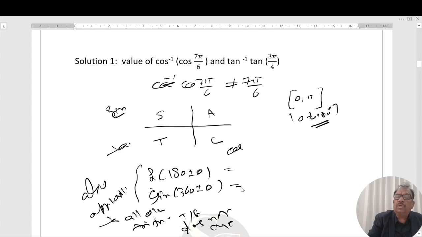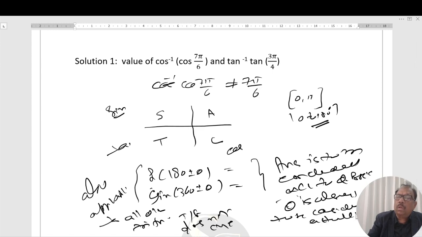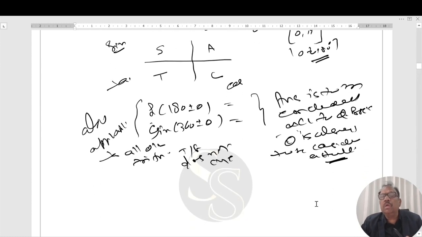Now, its answer is to be concluded according to the quadrant basis. In this case, theta is always to be considered acute. Whether it is so or not, theta is to be considered always acute.